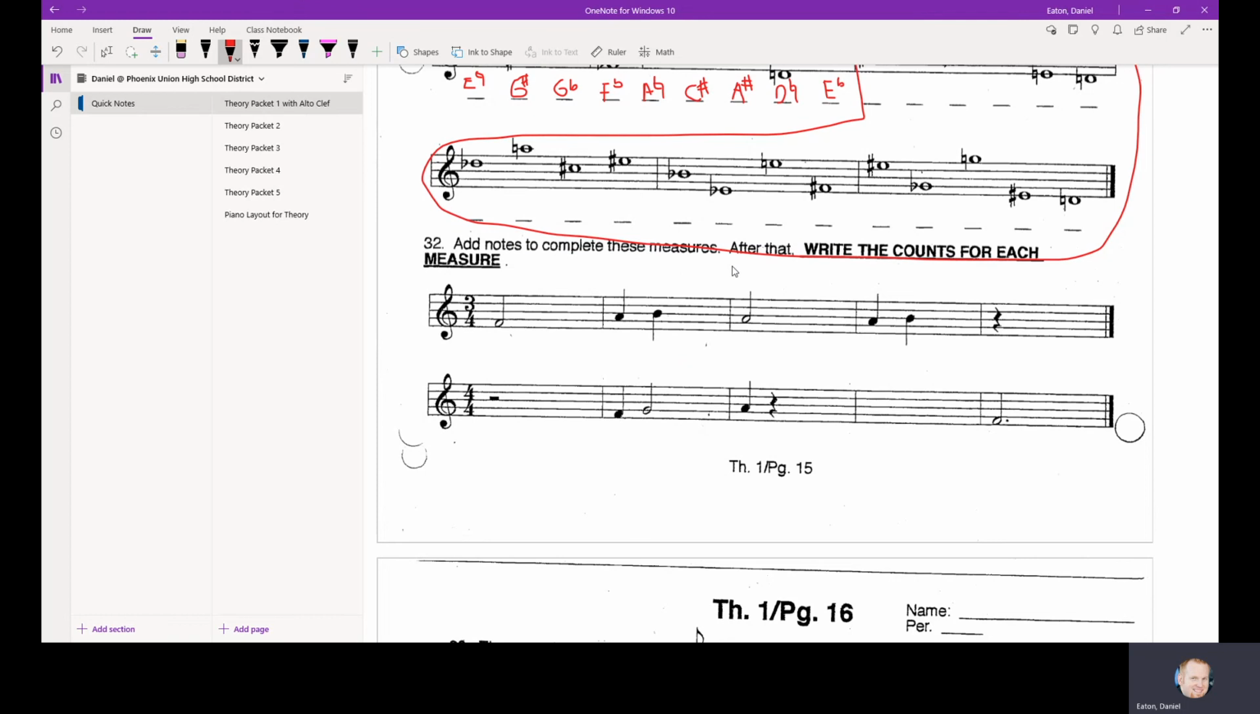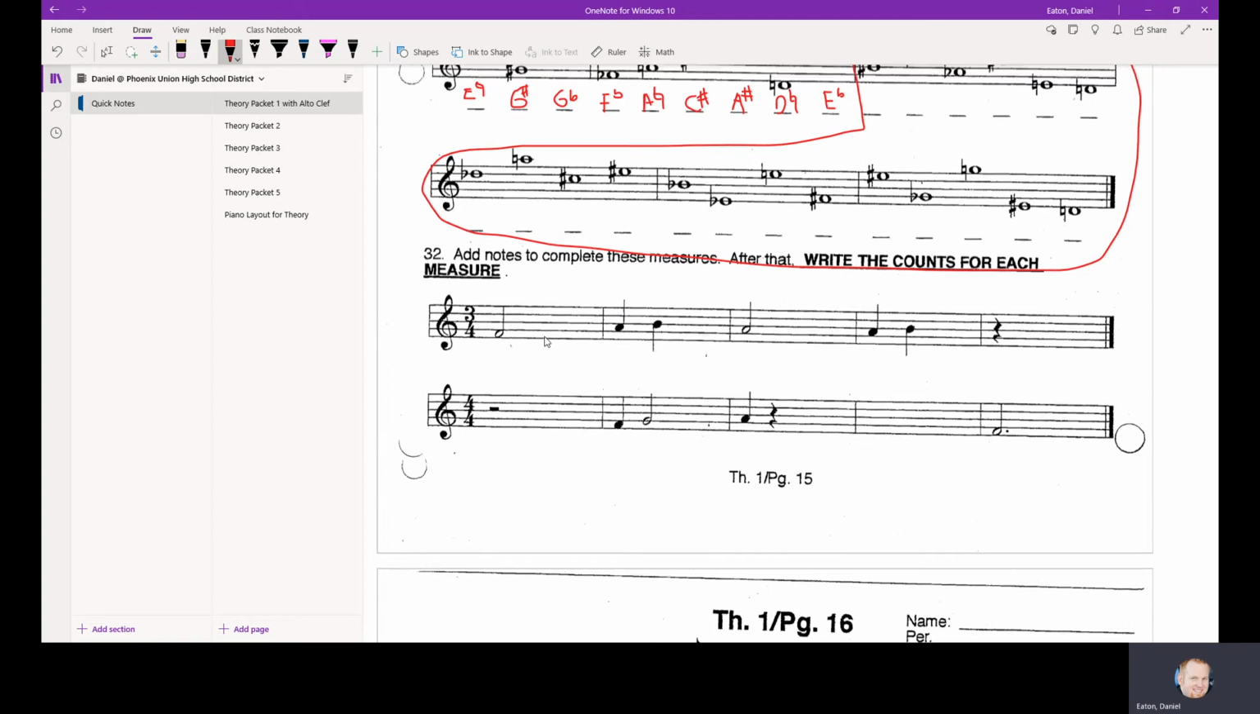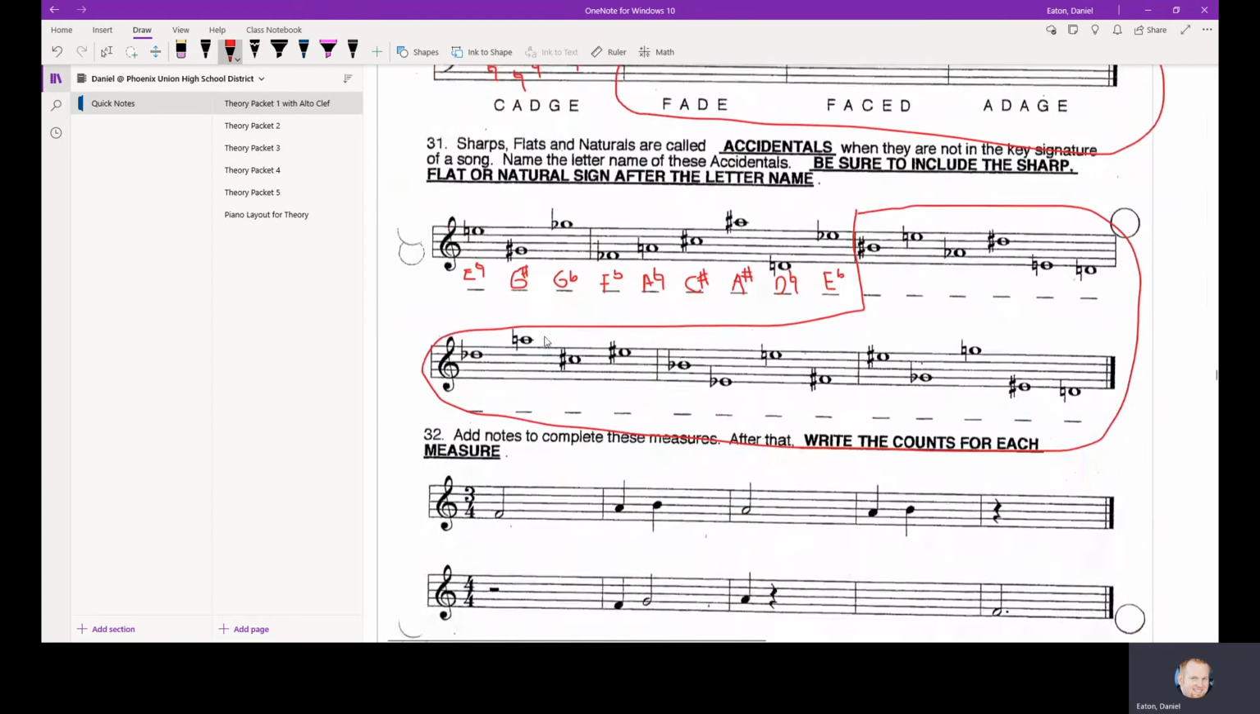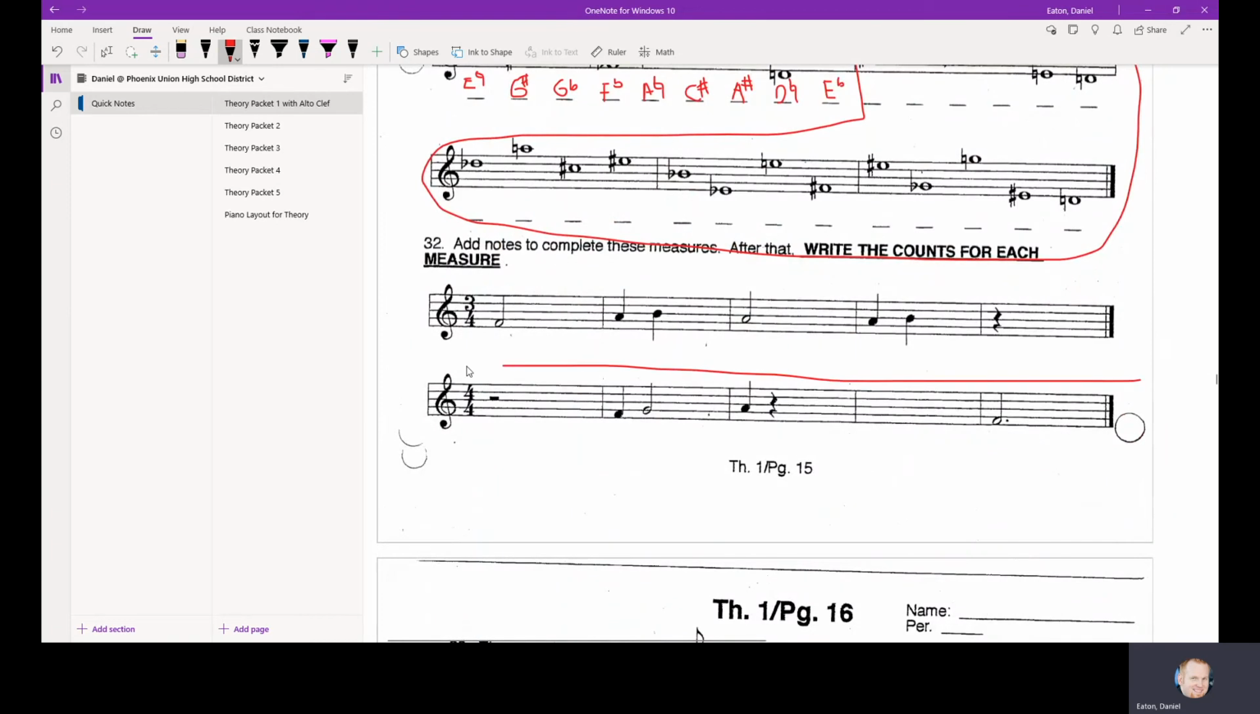Add notes to complete these measures. After that, write the counts for each measure. So again, I'm going to do this at the same time, because I think it's easier to do everything at the same time rather than doing one and then going back and adding it. I think I did the 4-4 example, so I'll do the 3-4 example this time. So you guys will do this one on your own.